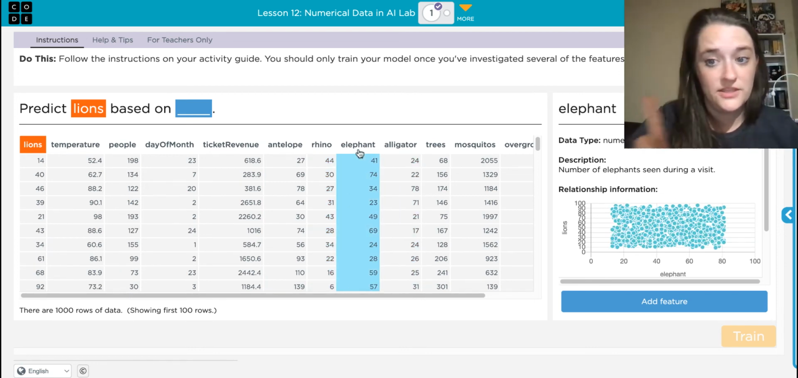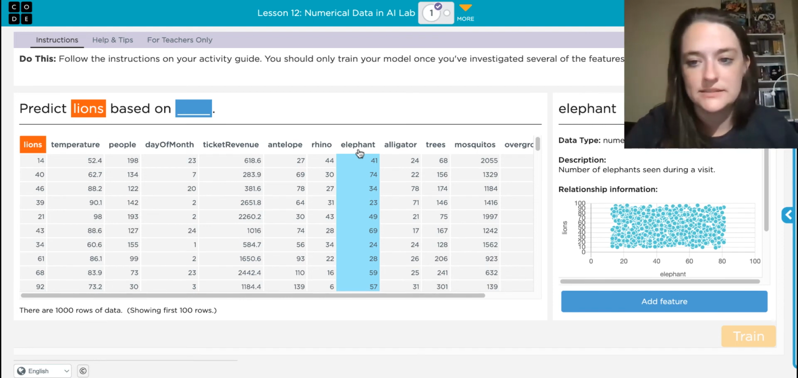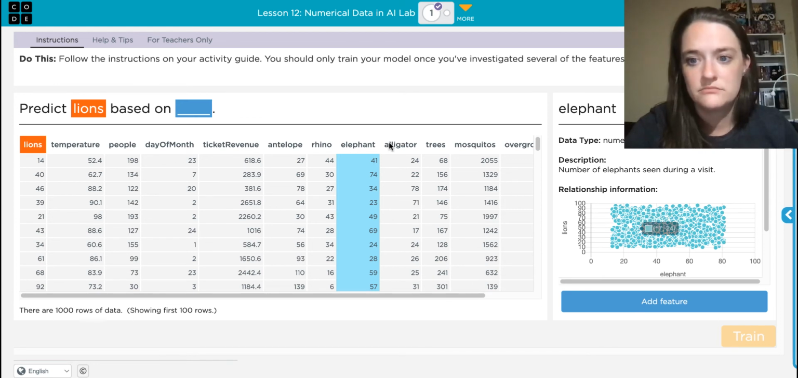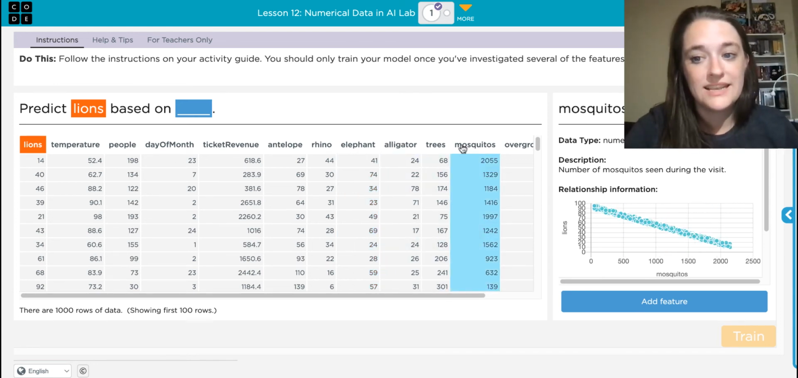Okay, I would not use this. This one looks really bad. Relationship info, hot mess. Okay, no relationship. Mosquitoes. Number of mosquitoes seen during a visit.